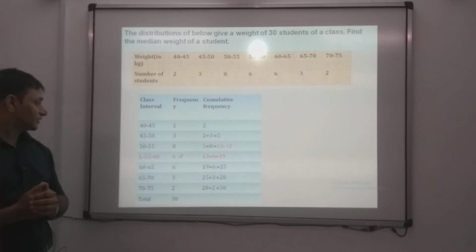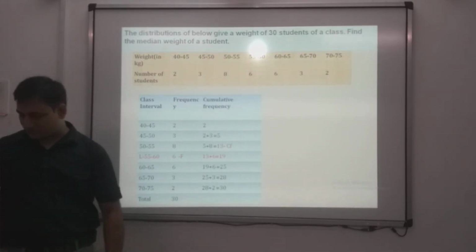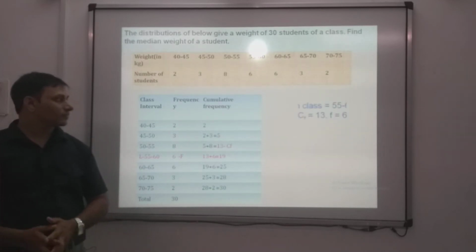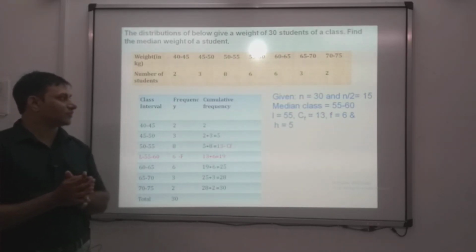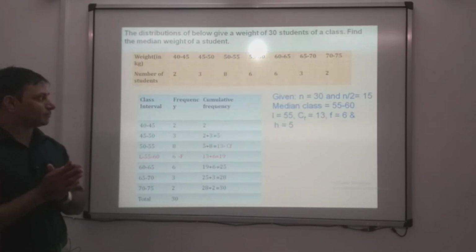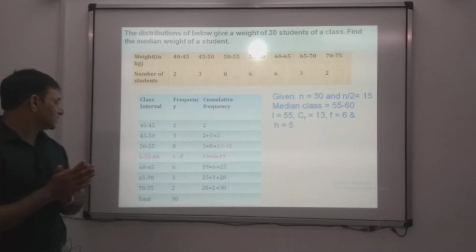Put the values of it in the given formula: f, l and cf. Given n is equal to 30, n by 2 is 15. For the median class, as soon as we get 15, we have to look in the more than type cumulative frequency, and above that we will get the median class, that is 50 to 60.